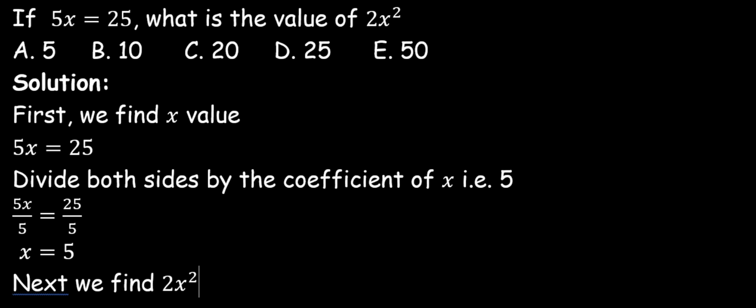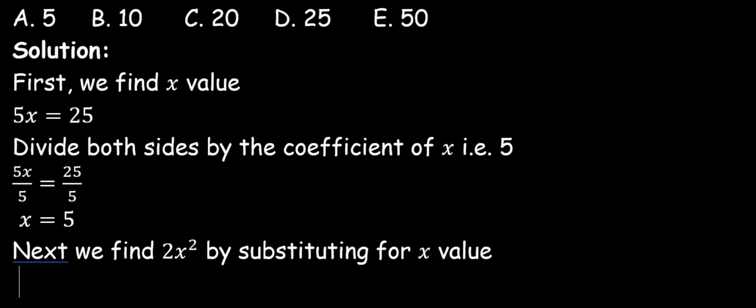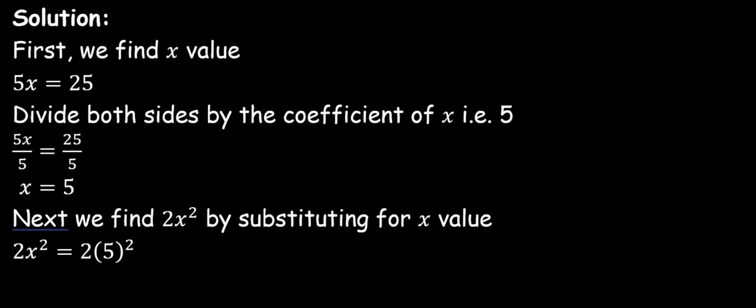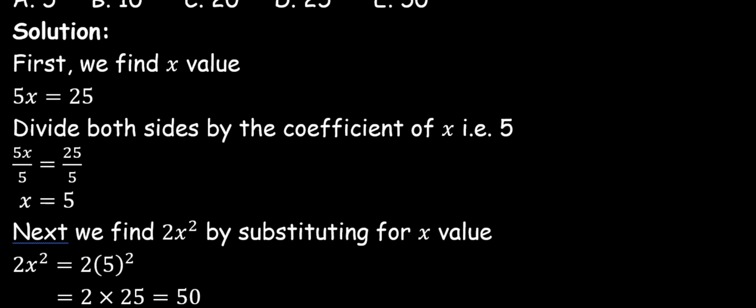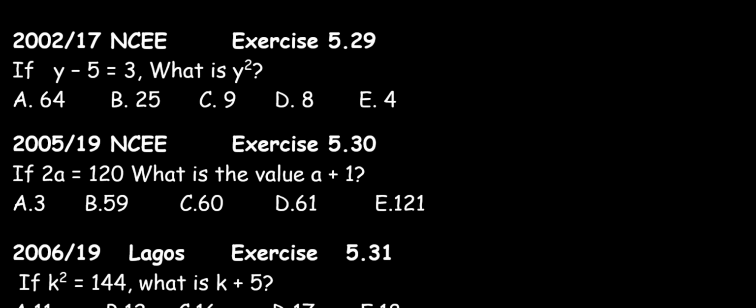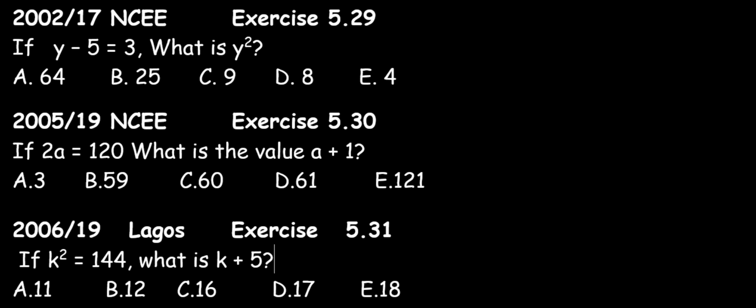Next, we find 2x squared by substituting for x value. 2x squared will be equals to 2 into 5, bracket open 5 square, which is equals to 2 times 25, and that is equals to 50. We've come to the end of this subsection. Next, we take some exercises, which are on page 58 in the Hidden Facts in First School Leaving Certificate. Try and answer them. The answers are given at the answer section.